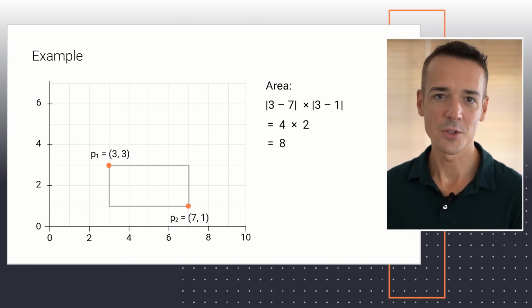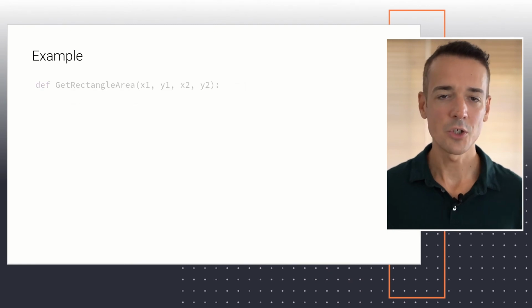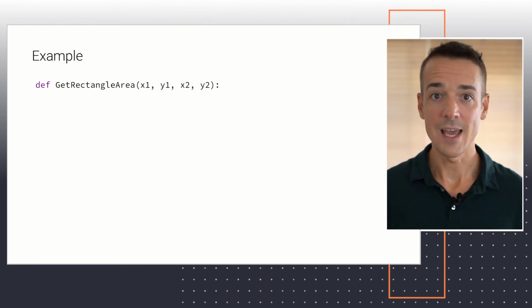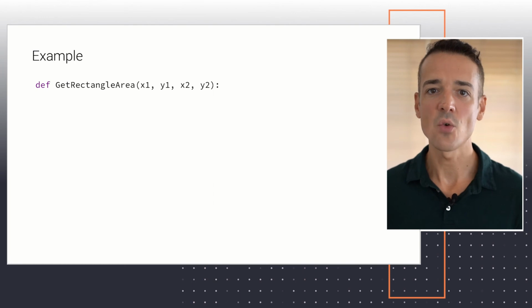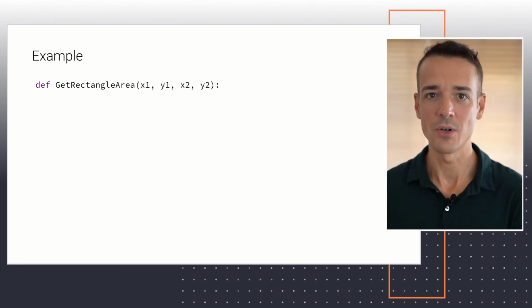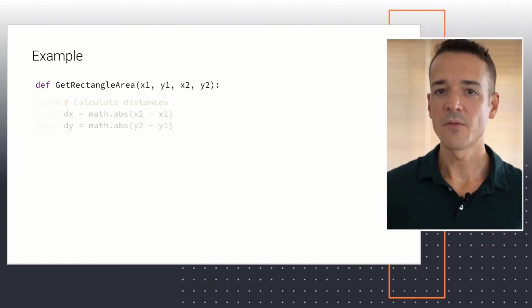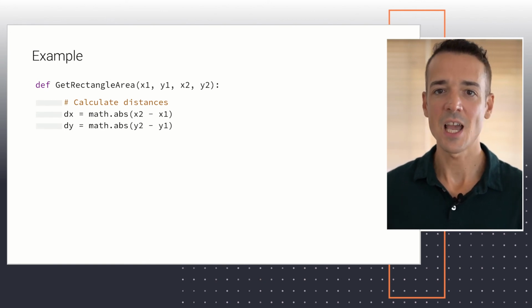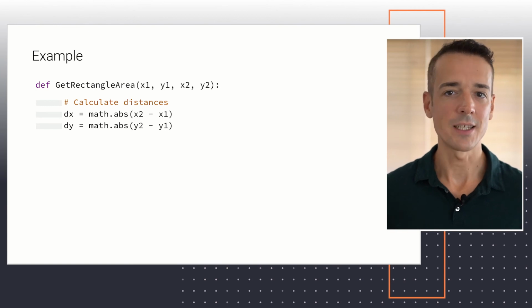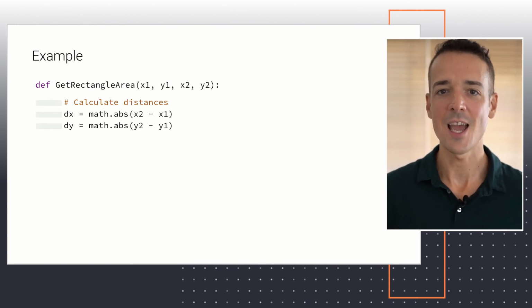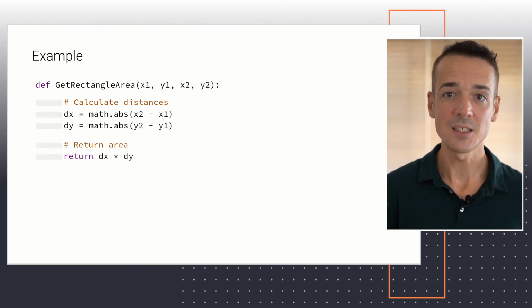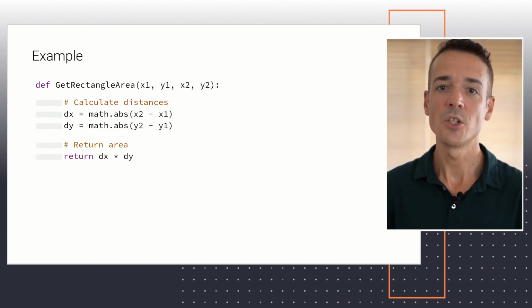Let's write the Python function for this. We call this function getRectangleArea. The function takes 4 arguments called x1, y1, x2, and y2, representing the x and y coordinates of the first and second points, respectively. In our first block of code, we calculate the absolute value of the differences for the x and y coordinates and save the resulting distances in variables dx and dy. Then we calculate the area as the product of the distances and use a return statement to provide this value as the function's result.